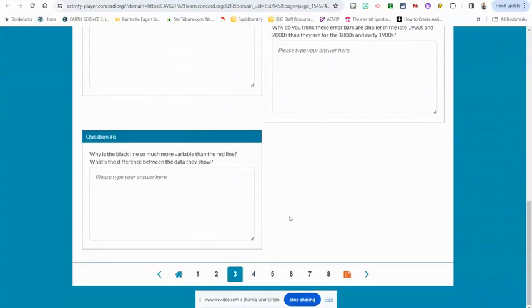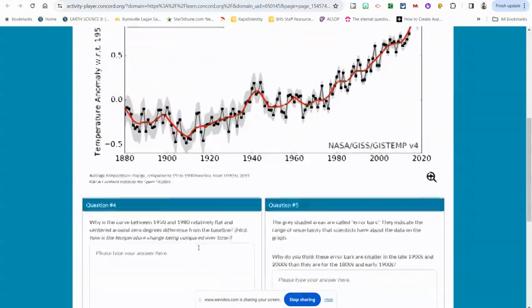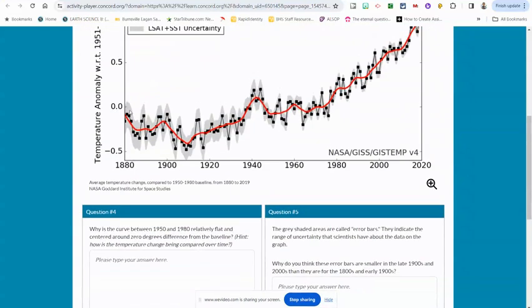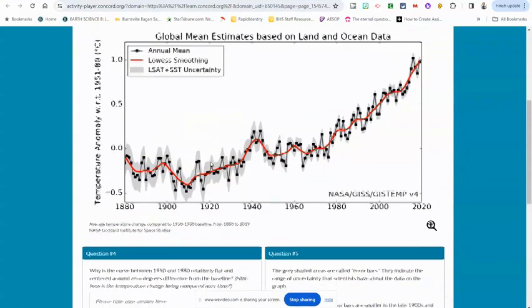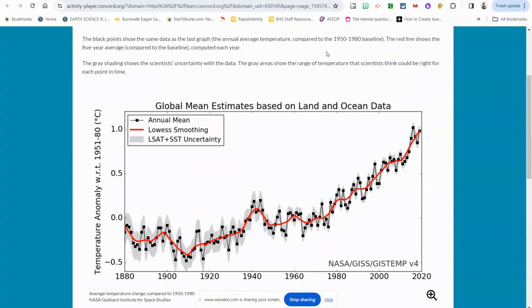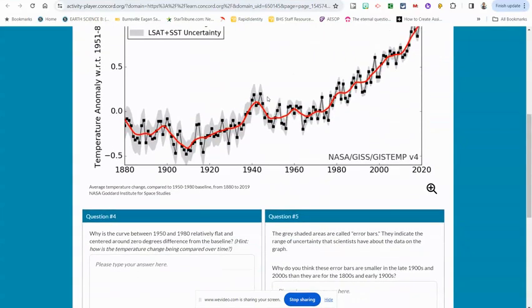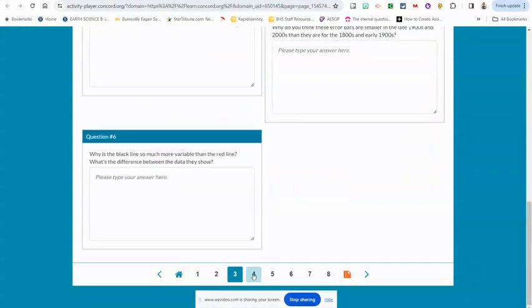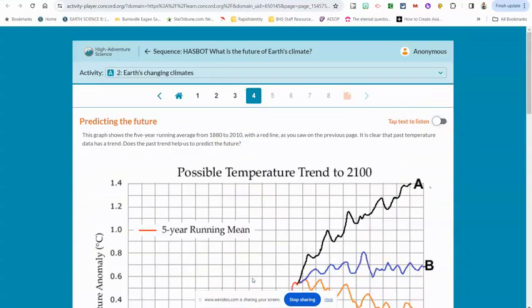Question 6. Why is the black line so much more variable than the red line? The black line represents the year to year, right? And the red line is, it's like a 5-year average. So they're averaging the numbers there for the red line. Yeah, it says up at the top. So that's why, right? I don't think we have to harp on that any further.